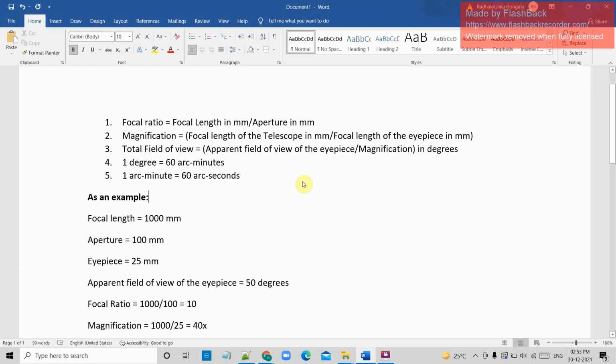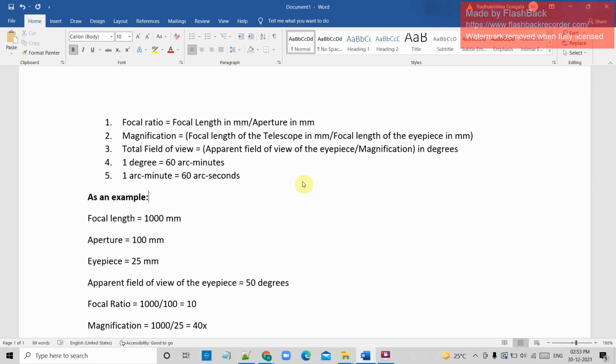Now let's consider the total field of view. Total field of view is calculated as apparent field of view of the eyepiece divided by the magnification of the telescope. When calculated, it will be in degrees. Now generally speaking, 1 degree is 60 arc minutes and 1 arc minute is 60 arc seconds. Overall, 1 degree equals 3600 arc seconds.